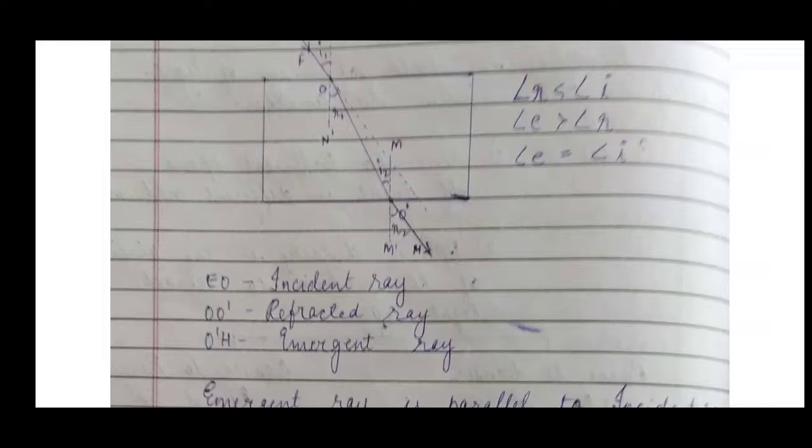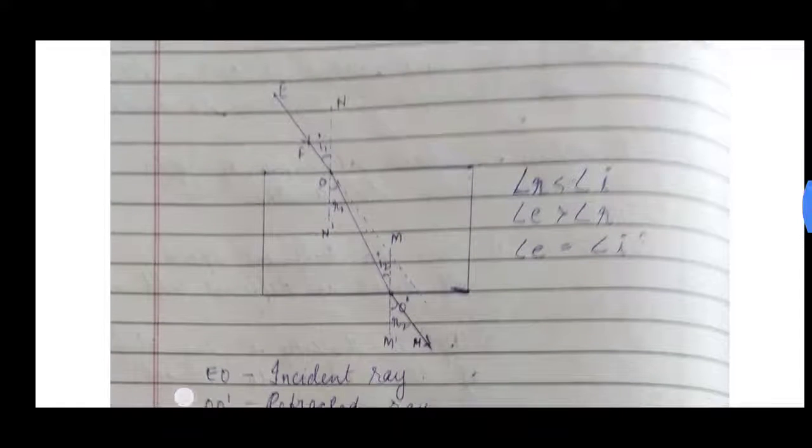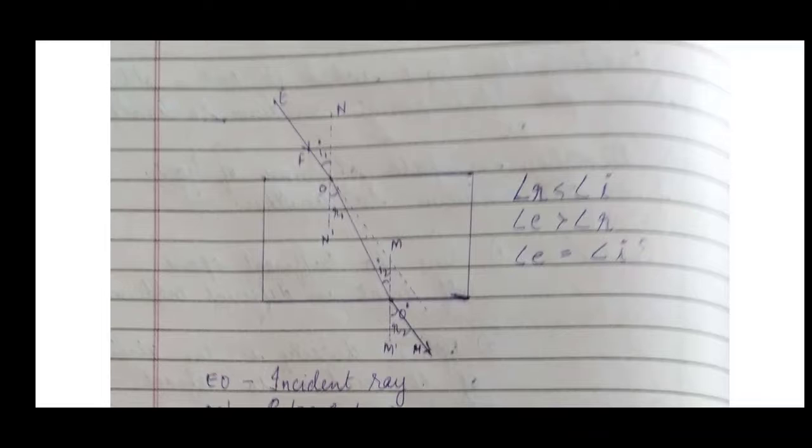Emergent means after entering a glass slab, it again comes out from the other side of the glass slab. So whatever comes out from one medium, EO is the medium 1, O dash is the medium 2, and O dash M is again medium 1. EO is the air medium, O dash is the glass medium, and O dash M is the air medium.